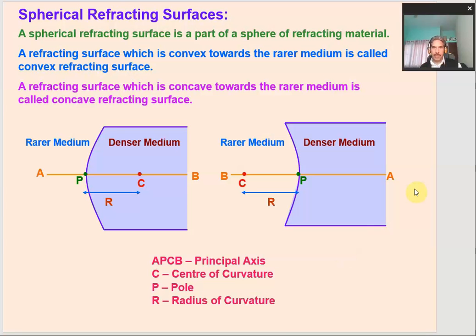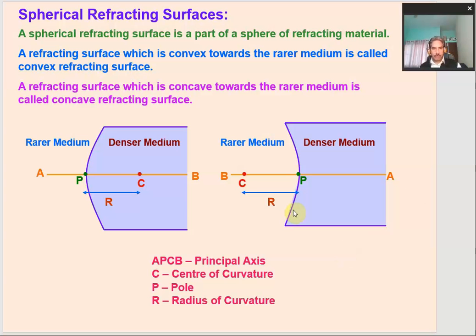Hello everyone. Today we will proceed with refraction from spherical surfaces. Earlier we have discussed refraction from plane refracting surfaces, transparent surfaces or mediums. Now we will discuss the refraction which is happening through a spherical transparent medium.